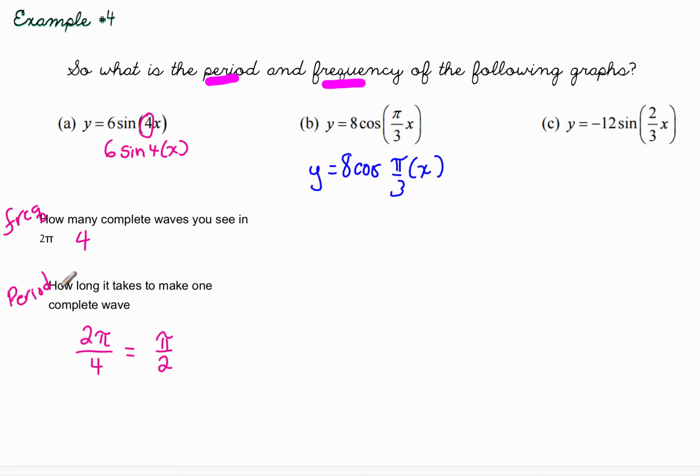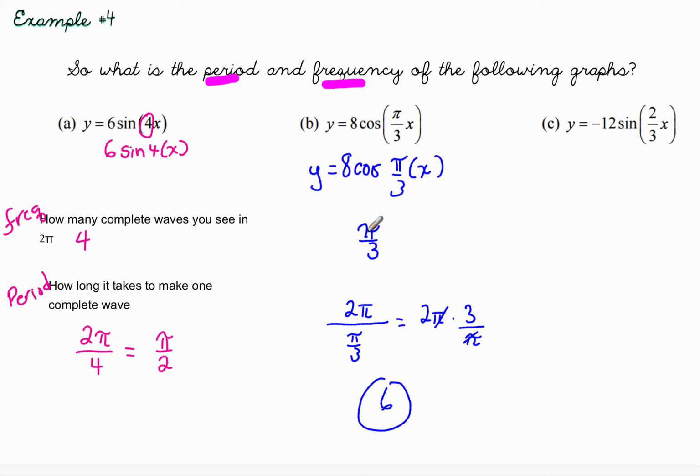And the frequency. Well, let's start with how many complete waves you see in 2 pi. They're telling me I see pi over 3. How long does it take to make one complete wave? Well, that's still 2 pi divided by pi over 3. All right, so I've got to do some math here. 2 pi times 3 over pi, boom, boom, 6. So it should take me about 6 to make one complete wave.